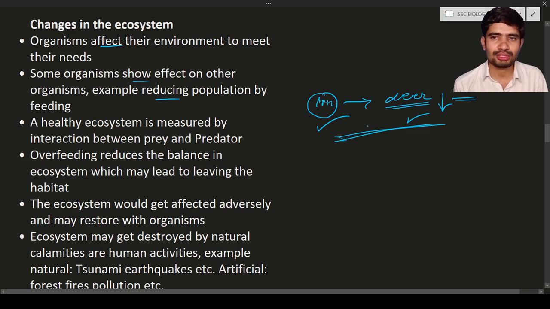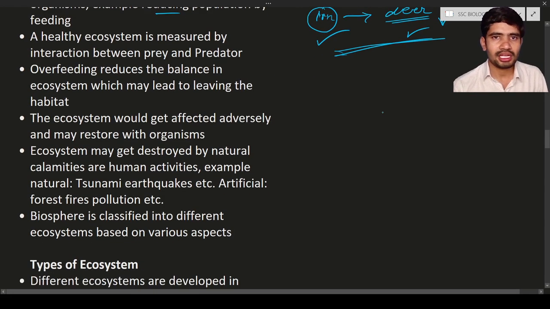What is meant by a healthy ecosystem? All organisms should survive and there should be a proper food chain and a proper feeding relationship. That is known as a healthy ecosystem. Okay, this healthy ecosystem is going to maintain the balance. Maintaining the balance means what?